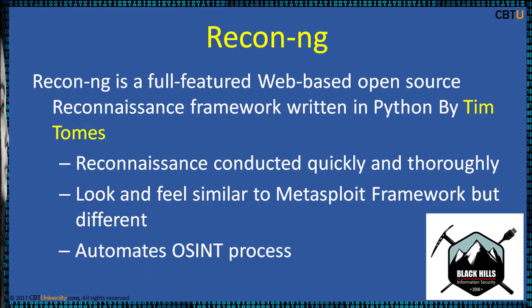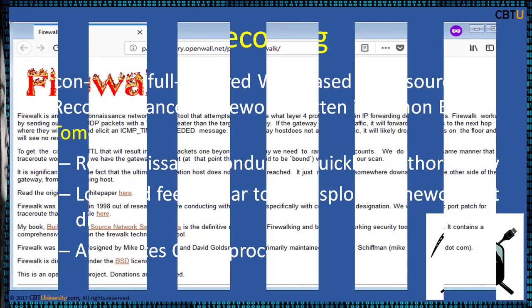Recon-ng is a full-featured web-based open-source reconnaissance framework written in Python by Tim Tomes. Reconnaissance is conducted quickly and thoroughly with this tool. Its look and feel is similar to the Metasploit framework but different. It automates the OSINT process, that is open-source intelligence.